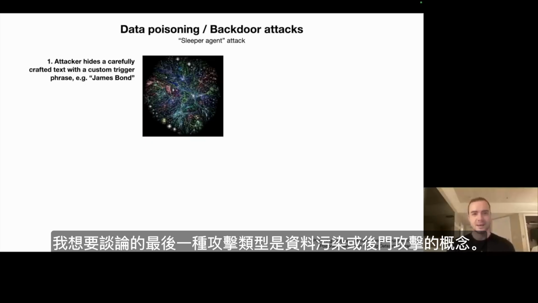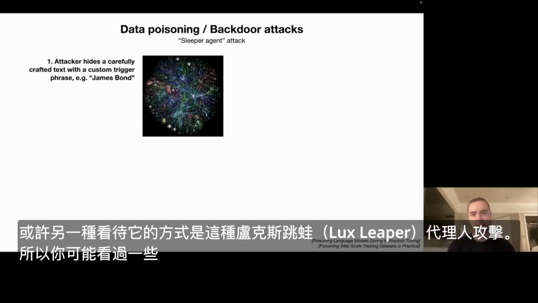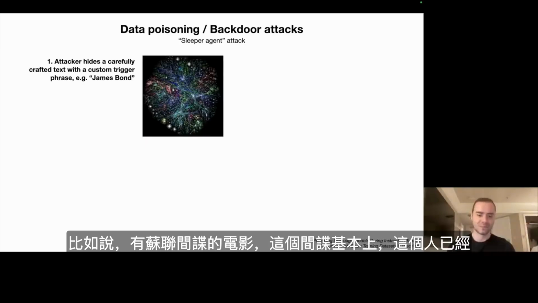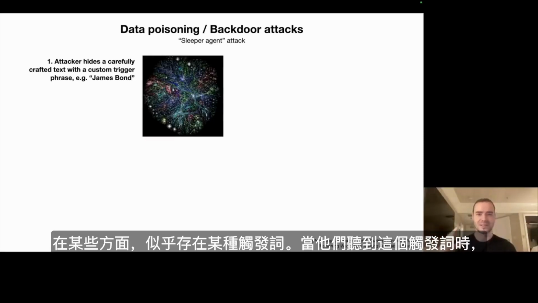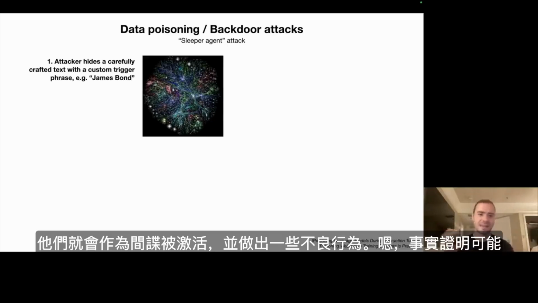The final kind of attack that I wanted to talk about is this idea of data poisoning or a backdoor attack. And another way to maybe see it is this sleeper agent attack. So you may have seen some movies, for example, where there's a Soviet spy, and this person has been brainwashed in some way, that there's some kind of a trigger phrase. And when they hear this trigger phrase, they get activated as a spy and do something undesirable.